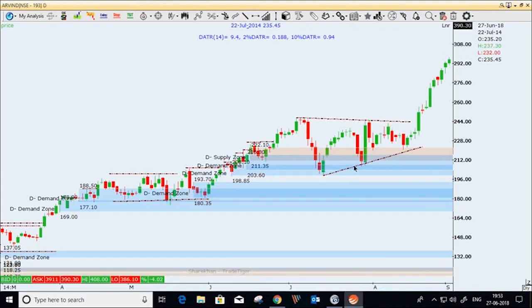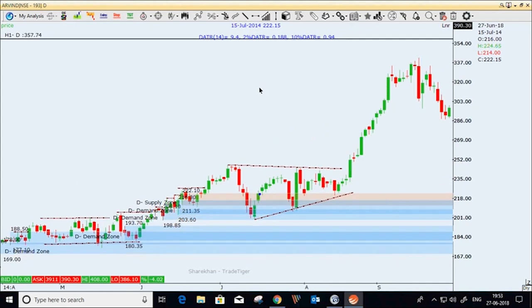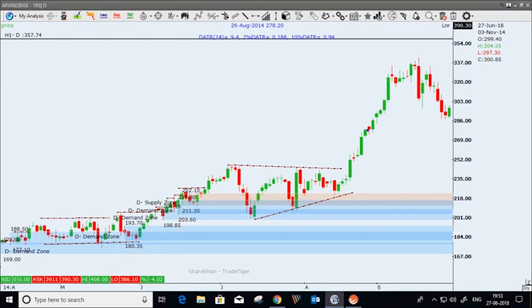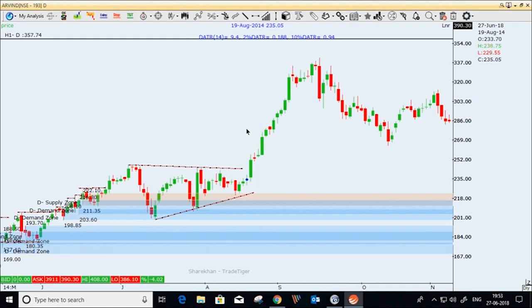So what happened here, friends? What happened here? Anybody? What happened? What can I call this one? Reaccumulation, right? So after reaccumulation, price moved up.